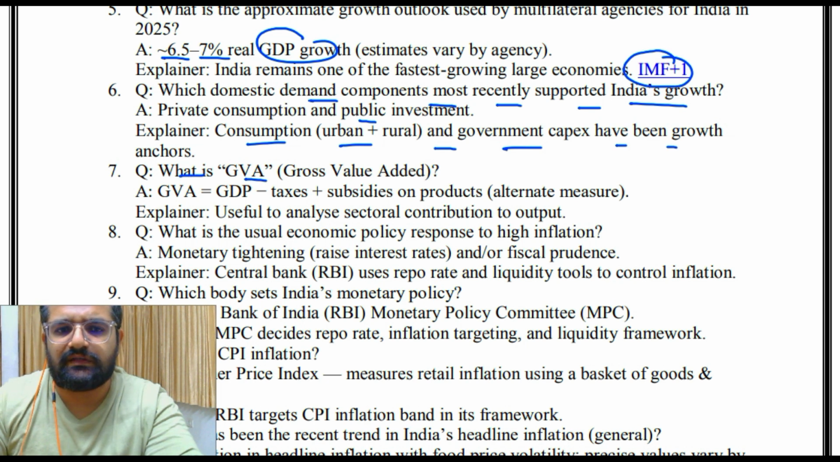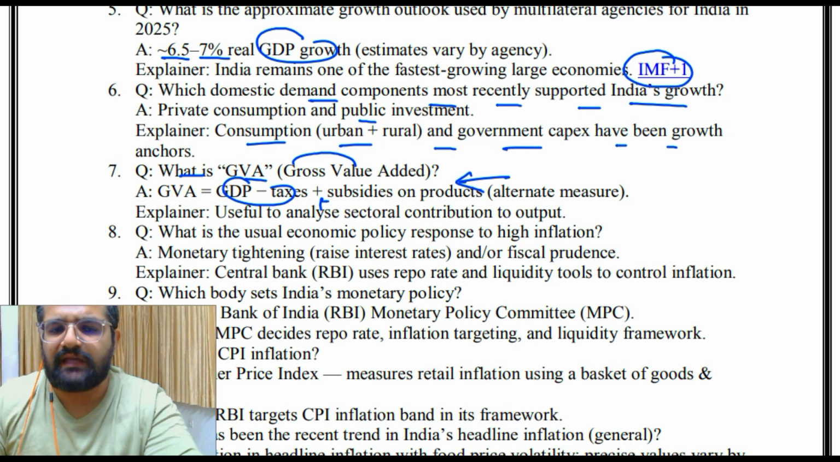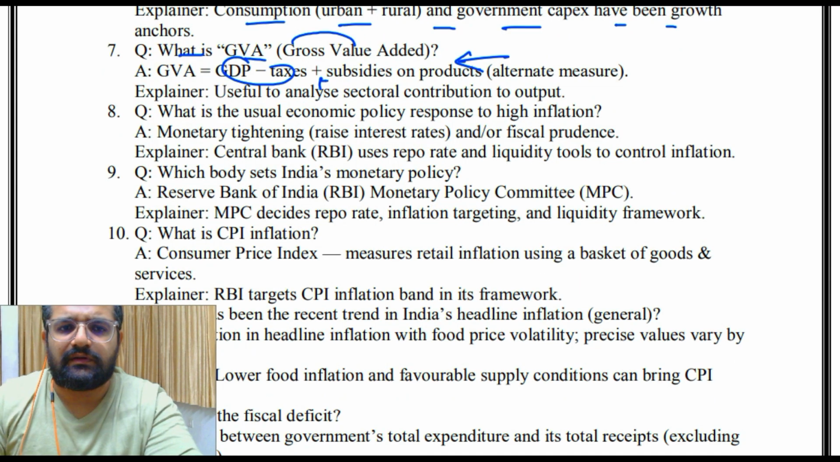What is GVA? Gross value added. GVA is GDP minus taxes plus subsidies on product. ठीक है, सब्सिडीज़ मतलब जैसे गैस में भी आप सुनते हो सब्सिडी, या किसी भी चीज़ में प्रमोट करने के लिए हम देते हैं, फर्टिलाइजर्स पे. सो दैट हैज़ टू बी एडेड. सो GDP माइनस टैक्सेस प्लस सब्सिडीज ऑन प्रोडक्ट्स. यूजफुल टू एनालाइज सेक्टोरल कंट्रीब्यूशन टू आउटपुट.